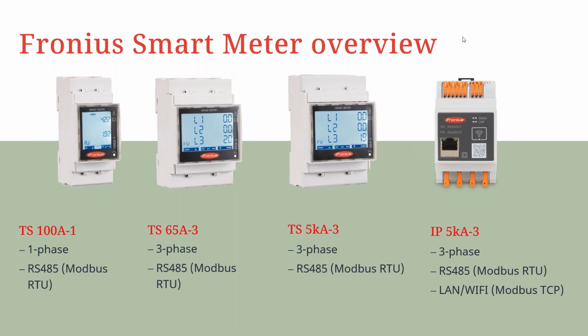And then most recently, we do have now also the IP 5 kilo amp. So the smart meter IP 5 kilo amp. So this is also a 3-phase smart meter, has the possibility to offer communication via Modbus RTU as well as Modbus TCP. This is for both LAN and Wi-Fi.